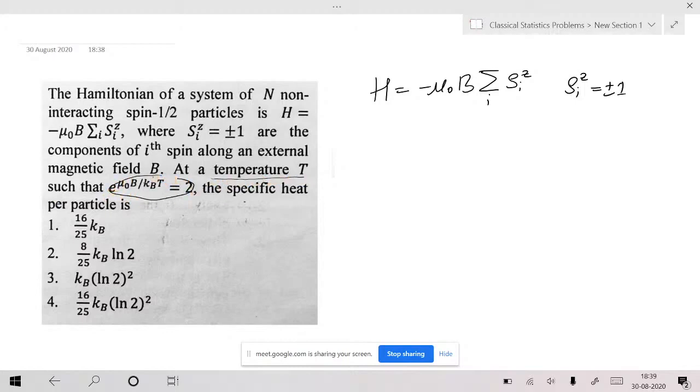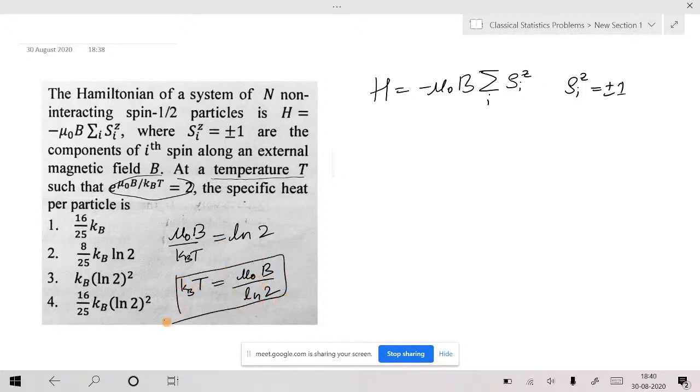From this one you should grab the temperature T. Apply log here: mu naught B by kB T is equal to log 2. After applying log, whatever temperature T he's talking about, kB T is equal to mu naught B by ln 2. He's talking about this temperature. We should find some quantity, the specific heat per particle at this temperature.